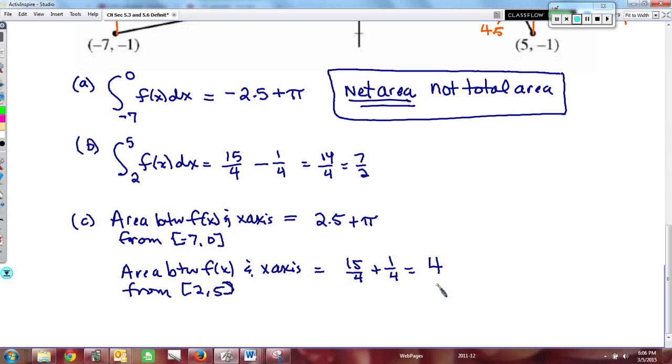And so that's kind of the idea that we're looking at, knowing how we're calculating our definite integrals versus how we're calculating our total area. All right, I'm going to stop this video here and pick up the next one to talk about some properties of definite integrals.